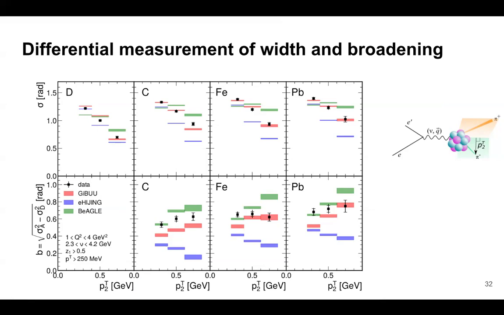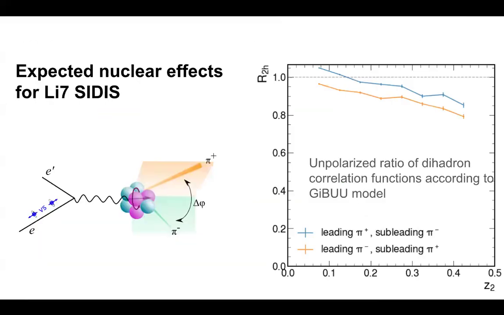In this case, it's if anything closer to the green, which is BeAGLE, which is a Pythia-based nuclear effects type of Monte Carlo event generator, which was actually invented for the EIC, and for some reason is making a reasonable prediction in these kinematics. Okay, so that's the type of measurement we could do, and you can throw a spin into it.